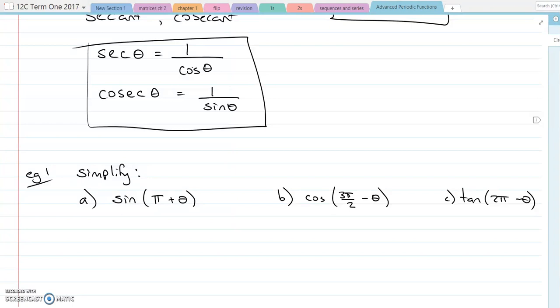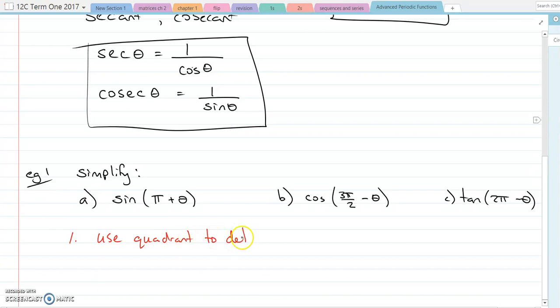Now, when you're trying to solve anything like this, there are some steps you always have to do. You have to determine the sign of your answer. You basically use the quadrant to determine the sign, the plus or the minus of your answer. So for example, this one, pi plus theta, is going to be quadrant 3, and so on.